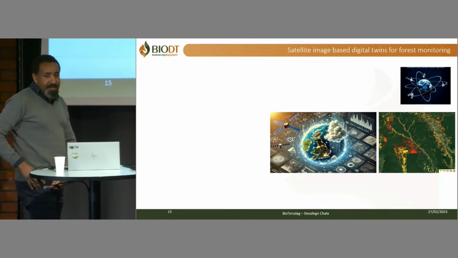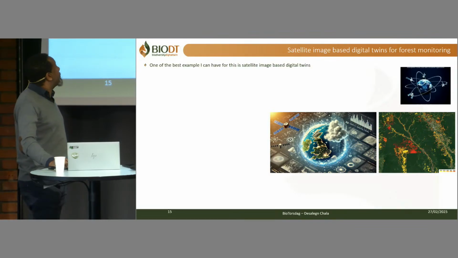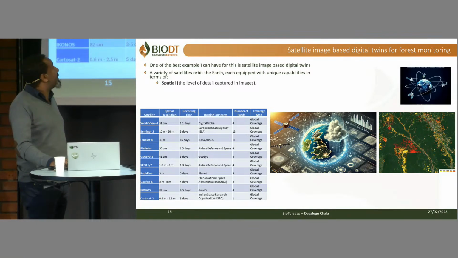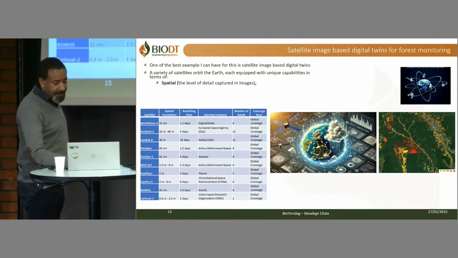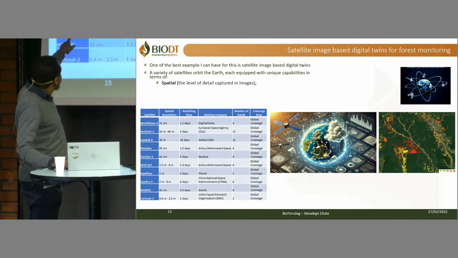For this, a kind of digital twin which I can take as an example is digital twins that are produced from satellite images. There are so many satellites orbiting the Earth's surface, having different kinds of properties, like different spatial resolutions. As you can see here, some of them have about 30 centimeter resolution, and the others have about 50 meter resolution, and so on and so on.